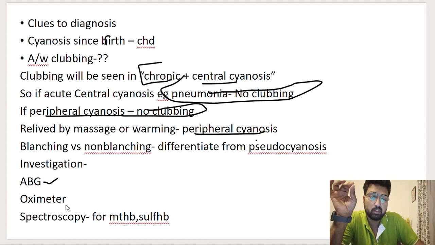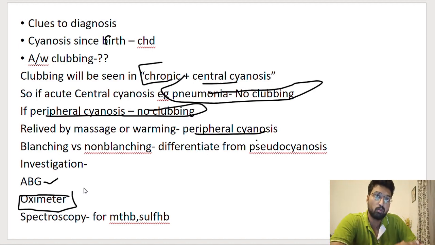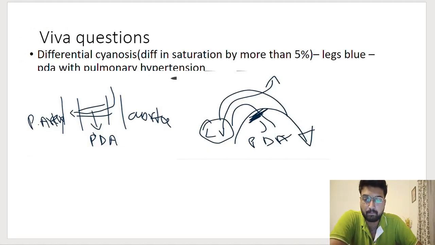What investigation will we do? First of all, you will check with an oximeter whether the saturation is low or normal. If saturation is low, it is central cyanosis. If saturation is normal, it is peripheral cyanosis. You can get an ABG done, and for the rare causes, methemoglobin and sulfhemoglobin, you can do a spectroscopy.